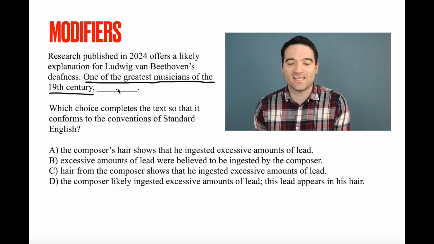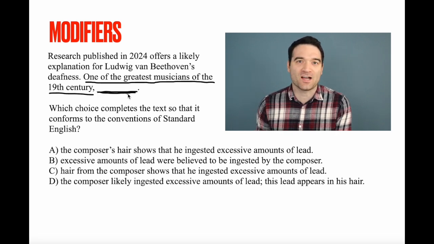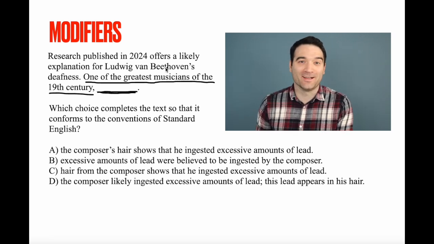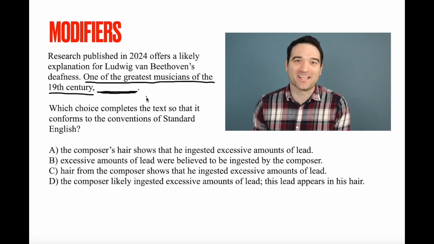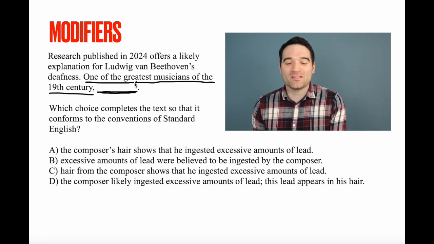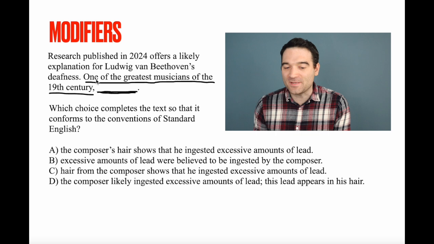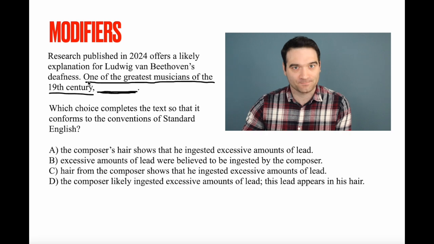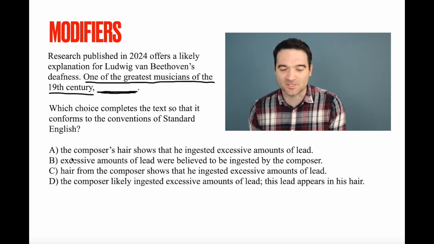So without even looking at the answer options, I know that the first word after this comma has to be something like the composer or Beethoven, right? It can't be anything else, because this opening line, one of the greatest musicians of the 19th century, is specifically referring to Beethoven. All right, so let's take a look at the answer options here.